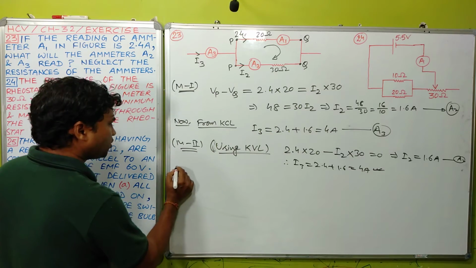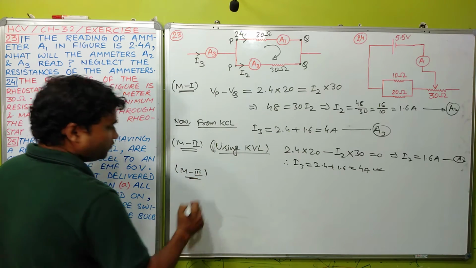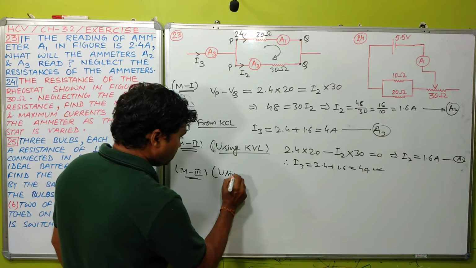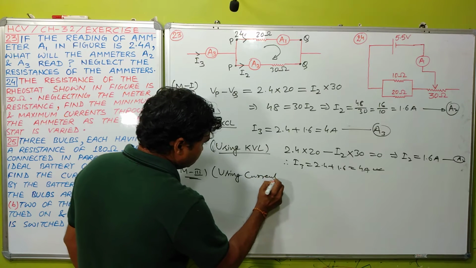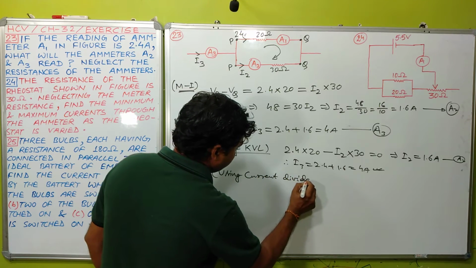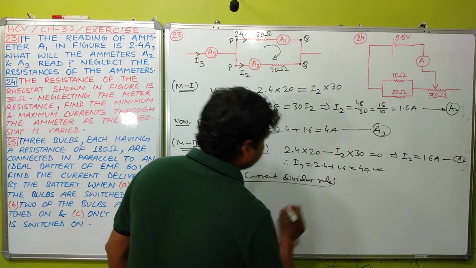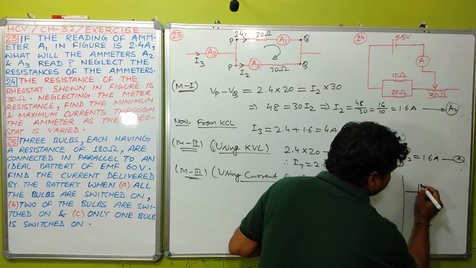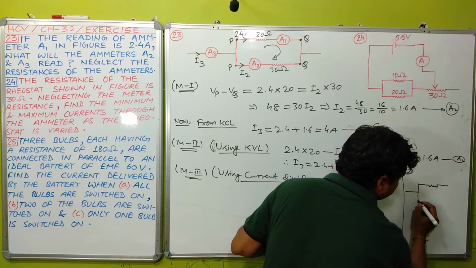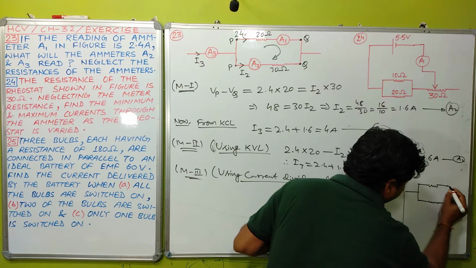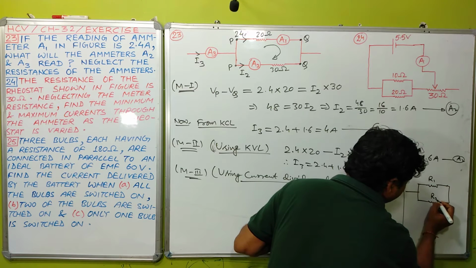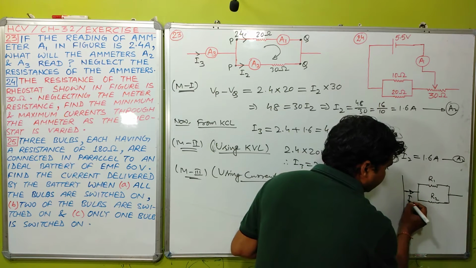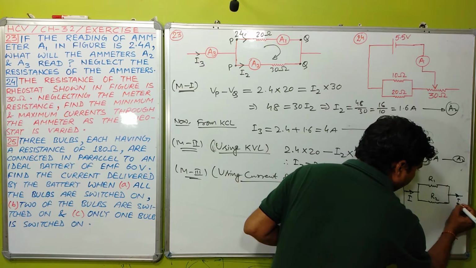Now students, you can also use the formula of the current divider rule. You must know what the current divider rule is, and I am summarizing it here. Suppose that we have two resistances R1 and R2 connected in parallel, as you are seeing. Now if the net incoming current is I, obviously the outgoing current will again be I.